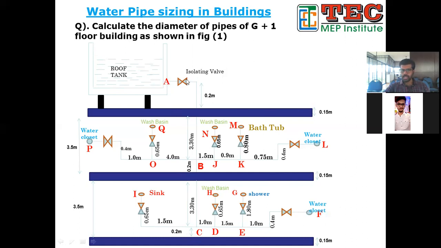From here a pipe connection is coming down. It is distributed here two ways. It is going to the water closet, bathtub, and wash basin. To this side, it is going to the wash basin and water closet. Again, it is coming to the first floor. It is going to the wash basin, shower, and water closet. On the left side, it is going to the kitchen sink.